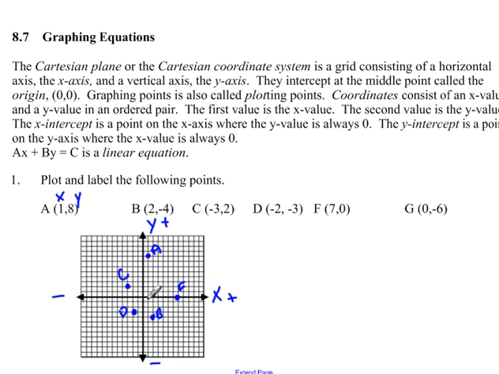Finally, point G. Start at the origin. Since the first number is 0, I'm not going to move right or left at all. The second number is negative, so I'm going to move down 6. 1, 2, 3, 4, 5, 6. And that point is on the y-axis, point G. Okay, so now you know how to plot points. You're going to need that once we actually graph a line.